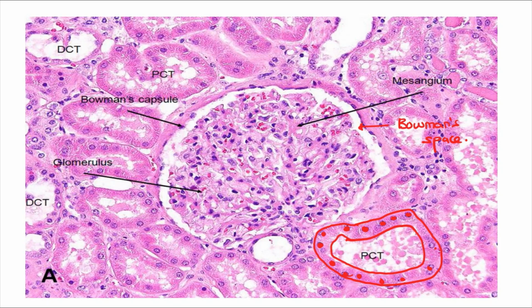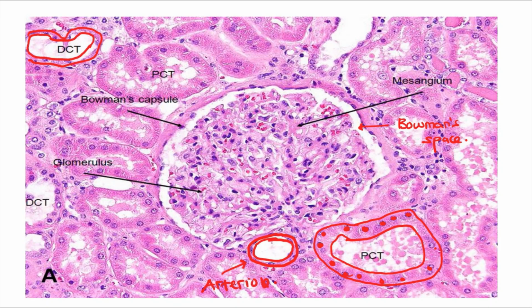And then this one here that is irregularly shaped, and its walls are not as thick as that of the PCT. This is the distal convoluted tubule. What you see here, this structure here, this is an arteriole.